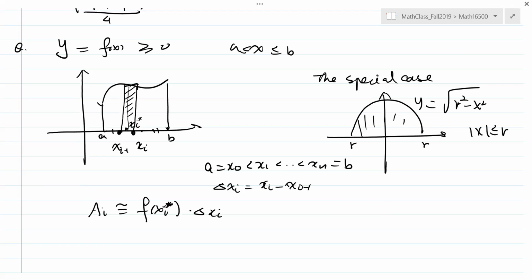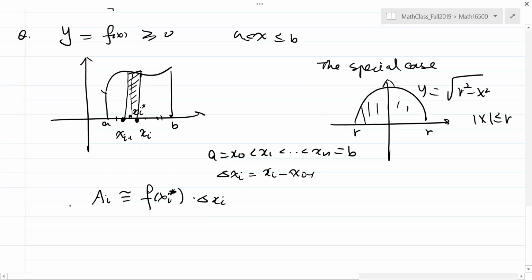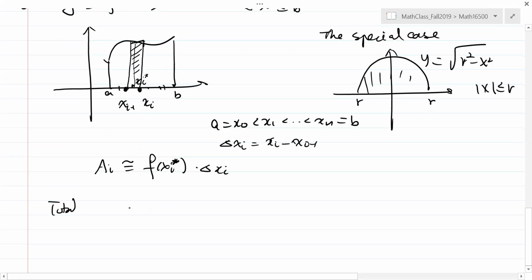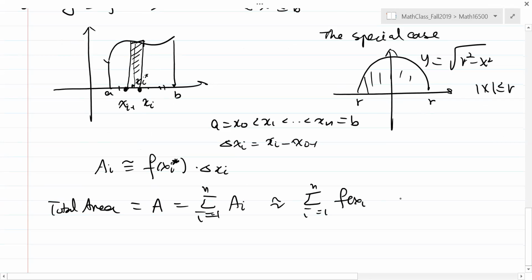So this is x(i-1), this is xi, then I pick an arbitrary point between those two points and take the value, which tells us the height. I draw a horizontal line, so I get a rectangle. This rectangle almost occupies the region between the base and the curve. So the total area A is going to be the sum of the areas of those regions, each of them approximated by this.